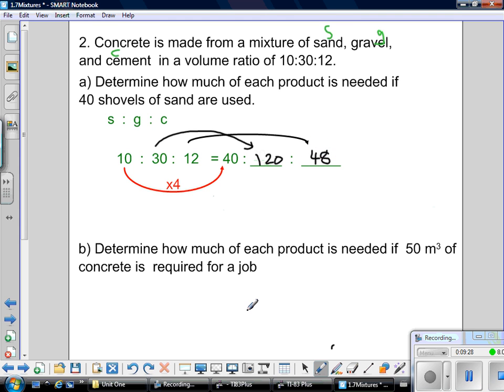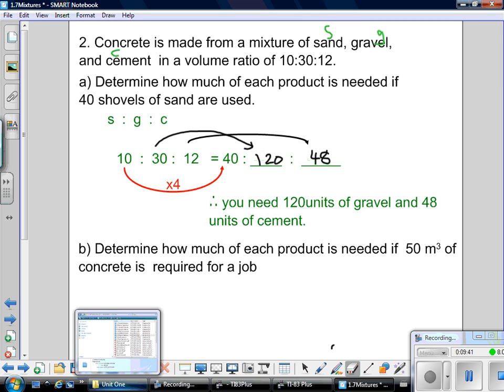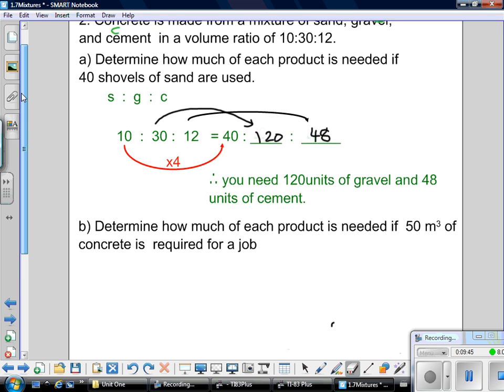Okay, and just to finish this question up, again, I need a therefore statement. So up comes my therefore statement. Therefore, you need 120 units of gravel and 48 units of cement. Okay, there's a part B here, and let's take a look at the part B.